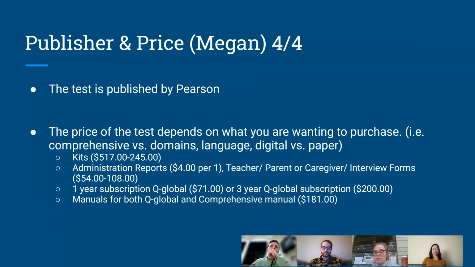The administration reports are $4 each per one that you request. And then the teacher, parent, or caregiver interview forms can also range in price, $54 to $108. If you want a subscription on Q Global, it also comes with a price, $71, or a 3-year Q Global subscription, $200. Then the manuals for both Q Global and comprehensive are $181.